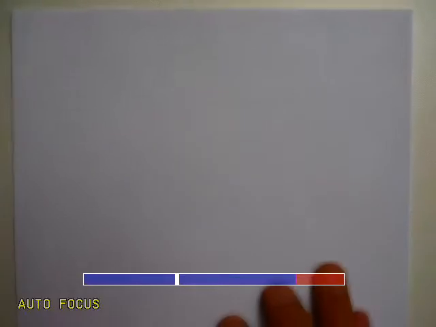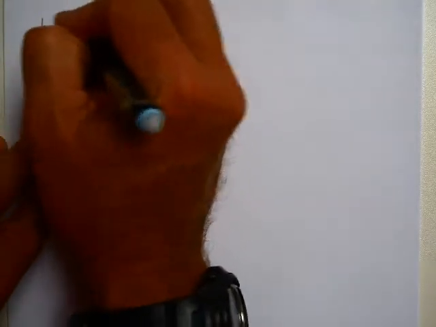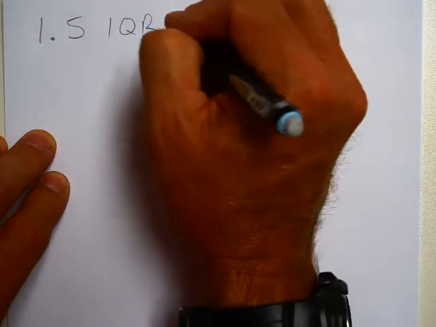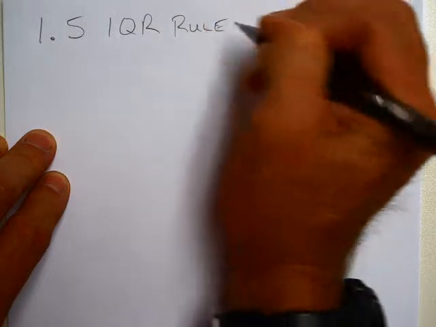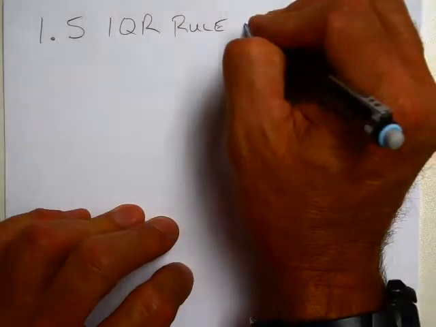Okay. Let's move on. I'm getting pretty close to the end of the chapter for you. Next thing is the 1.5 IQR rule. The 1.5 IQR rule is how we identify outliers.